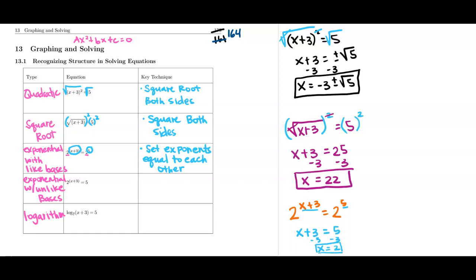Okay. Questions so far on these? Okay, what about our next one, that exponential, and they don't have like bases, right? So the bases are unlike. Well, that's when we said we had to use logarithms to solve it, right? We have to take the log of both sides in order to bring that exponential down in front, okay?